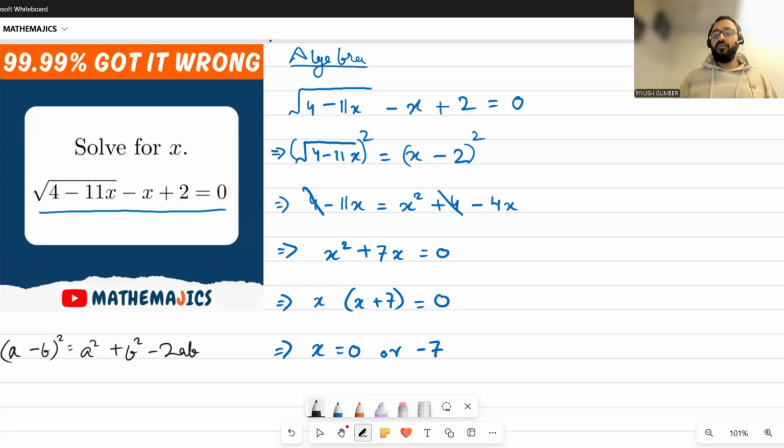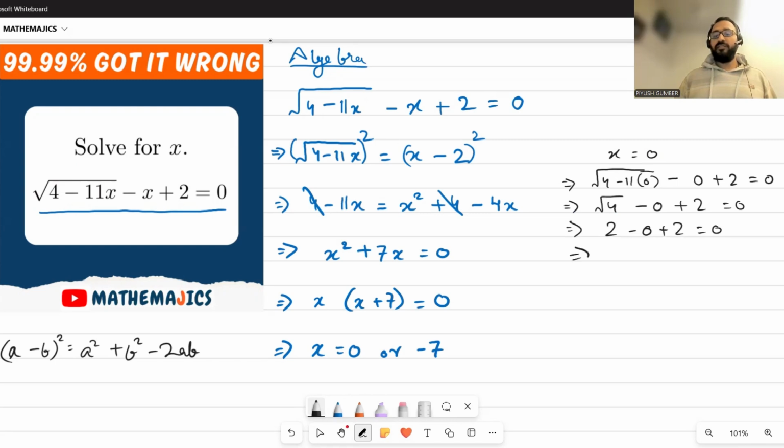So let's check for x equals 0. Let's substitute x equals 0 in this equation. If we substitute x as 0, what will we get? We will get square root of 4 minus 11 times 0, minus 0 plus 2 equals 0. If we solve this further, this will be square root of 4 minus 0 plus 2 equals 0. Square root of 4 is 2, minus 0 plus 2 equals 0, which gives us 4 equals 0. Now, definitely 4 is not equal to 0. That means x equals 0 will not work for this equation.